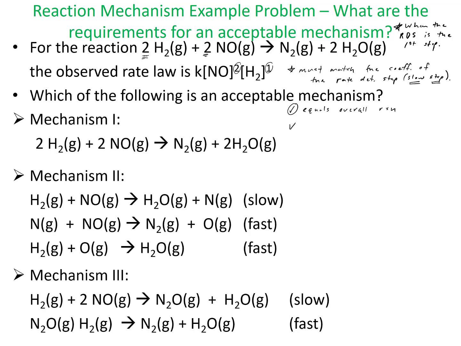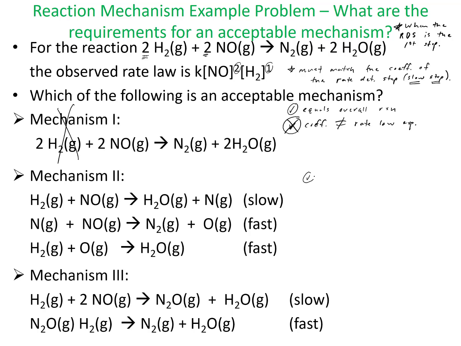But what doesn't work is the coefficients do not match the rate law exponents for the rate determining step. So if this is occurring in just one step, it must also be the rate determining step. And if you look at this 2, it matches this 2, but this 2 doesn't match this 1 right here. So this one does not work. This proposed mechanism doesn't work. So let's look at this one.